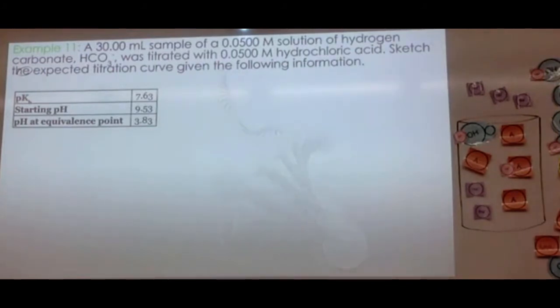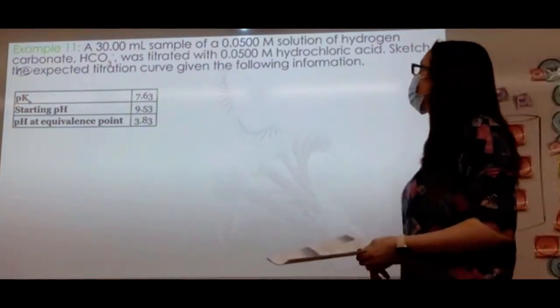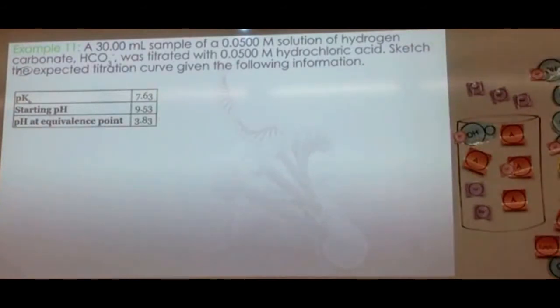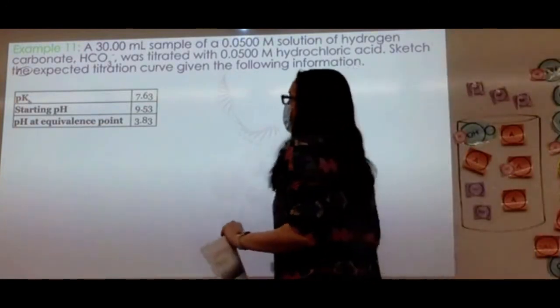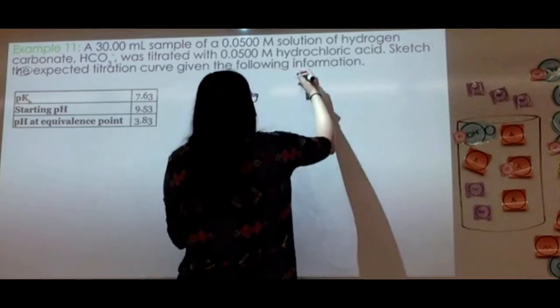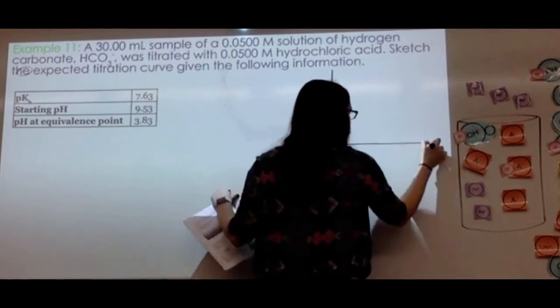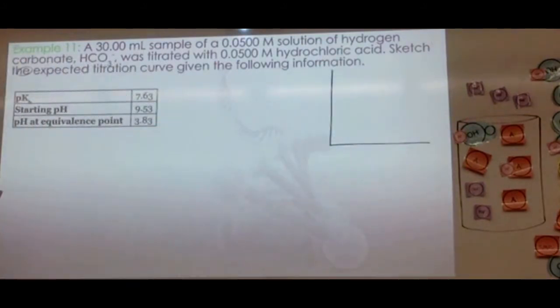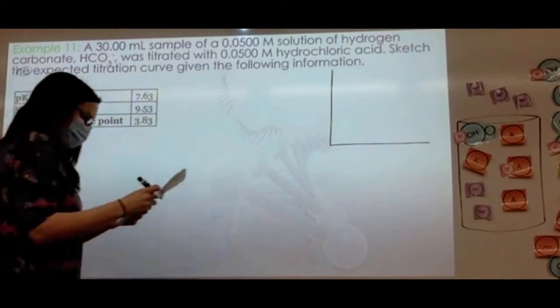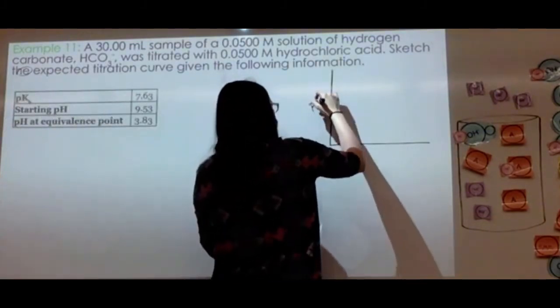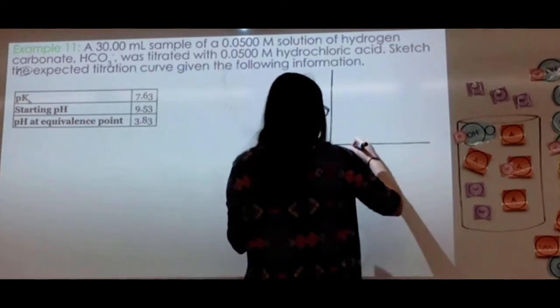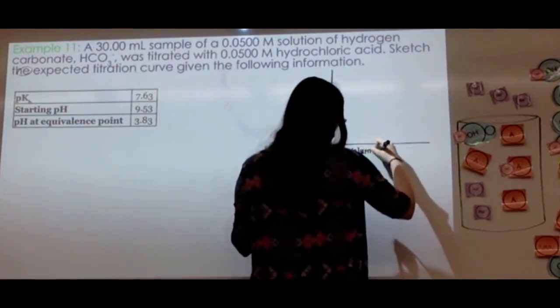So for example 11, it says a 30 milliliter sample of a 0.05 molar solution of hydrogen carbonate, HCO3 minus, was titrated with 0.05 molar hydrochloric acid. Sketch the expected titration curve given the following information. Okay, so they want us to actually show the curve. So I'm going to go ahead and kind of get a general curve started. On the y-axis is pH, and on the x-axis is volume added.